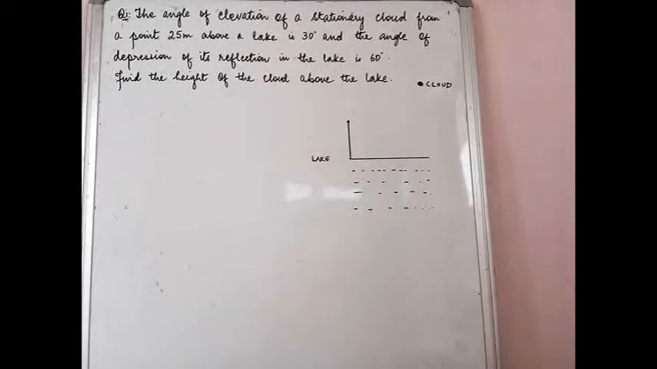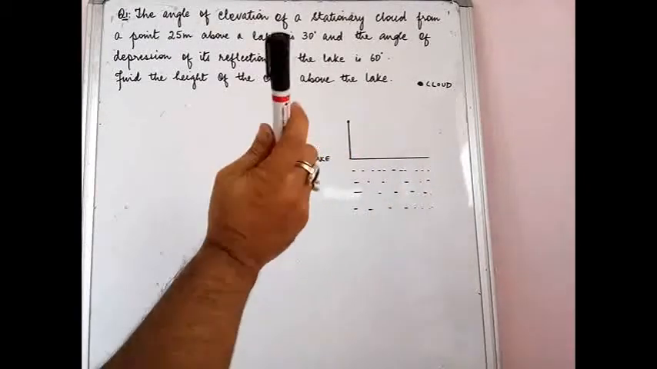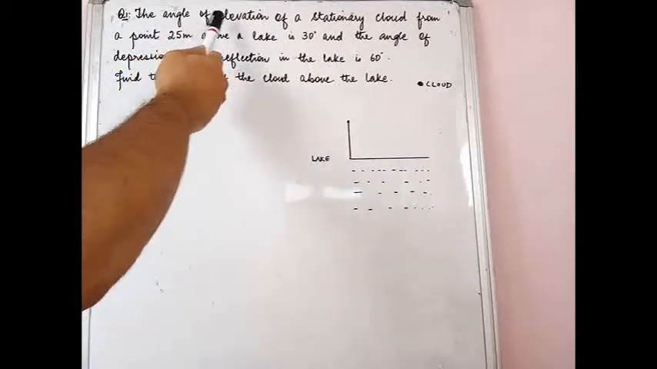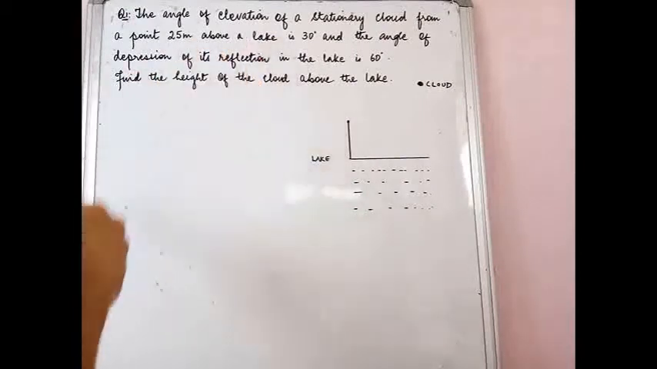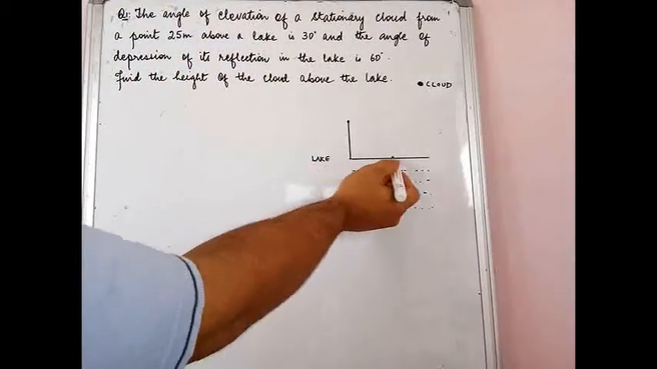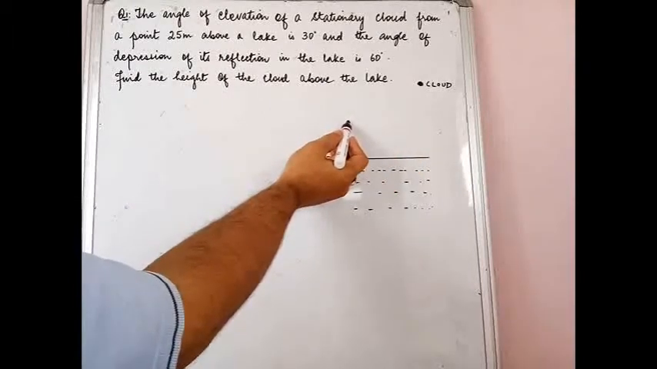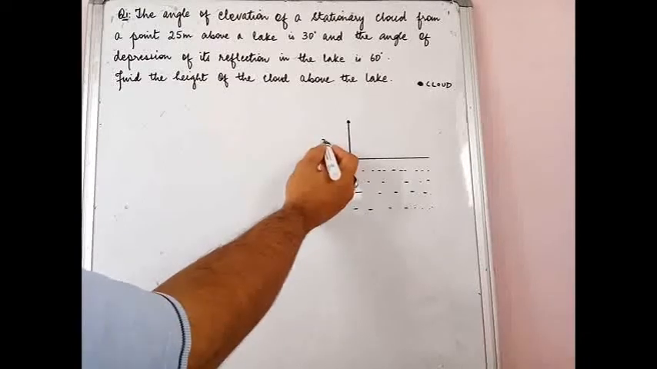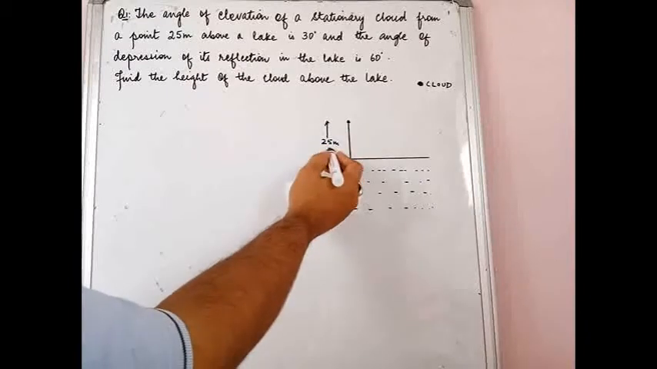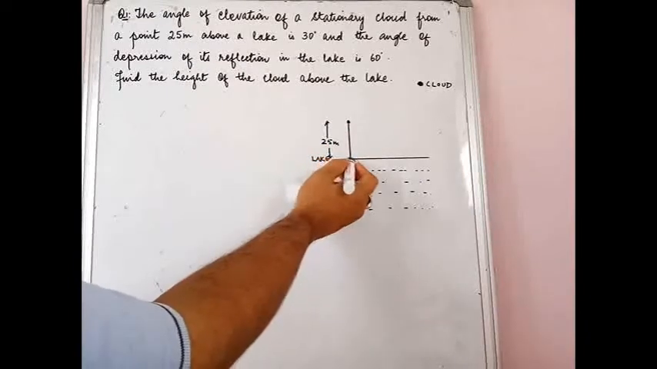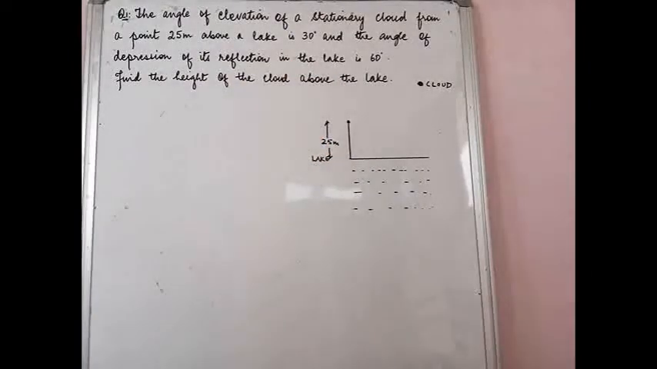Is the person going to stand over here on the surface of the lake and look up? No, because the question says the angle of elevation of the stationary cloud is from a point 25 meters above a lake. So if this is the surface of the lake, I am going to mark this point over here as the point where the person is standing. So obviously this entire part from the surface of the lake to this point is 25 meters.